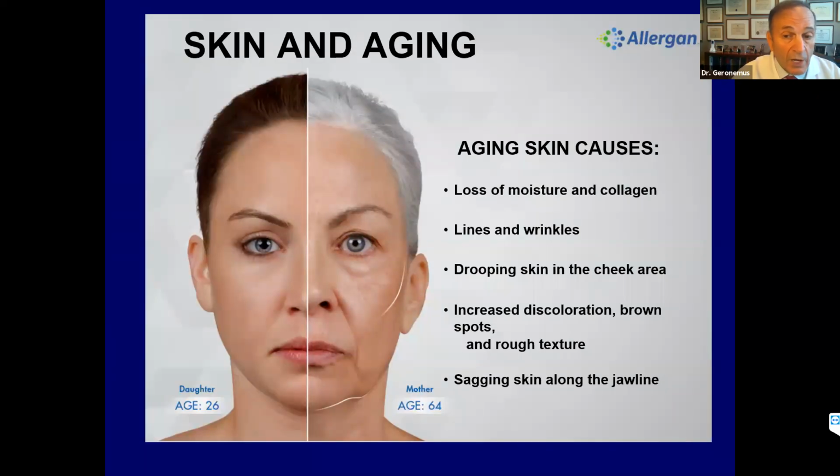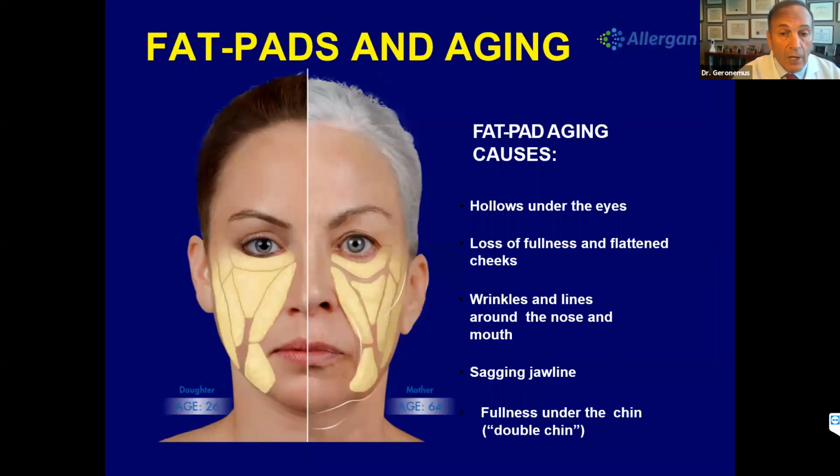You begin to lose moisture and collagen. You develop lines and wrinkles, drooping skin in the cheek area, increased discoloration, brown spots, rough scaly spots, the precancerous conditions called actinic keratoses, as well as rough texture. One of the things my patients often complain about is diminished skin tone. This is particularly common in postmenopausal women, where as the hormones drop, you see a tremendous change in the quality of the skin, and it's the improvement of skin quality which is something we can do very well with our lasers, and I'll be talking about that. And of course, you see the sagging skin along the jawline.